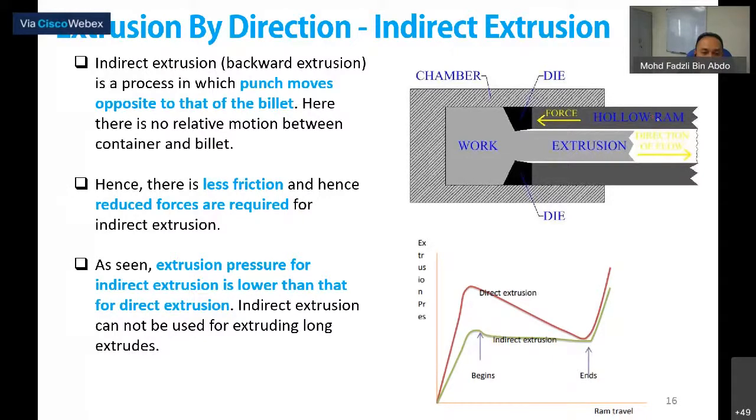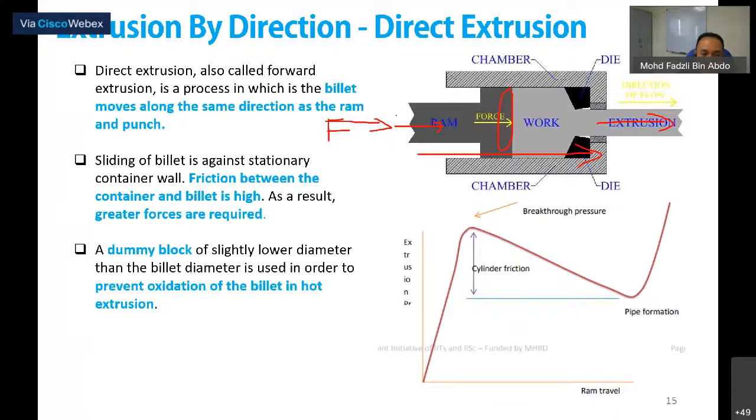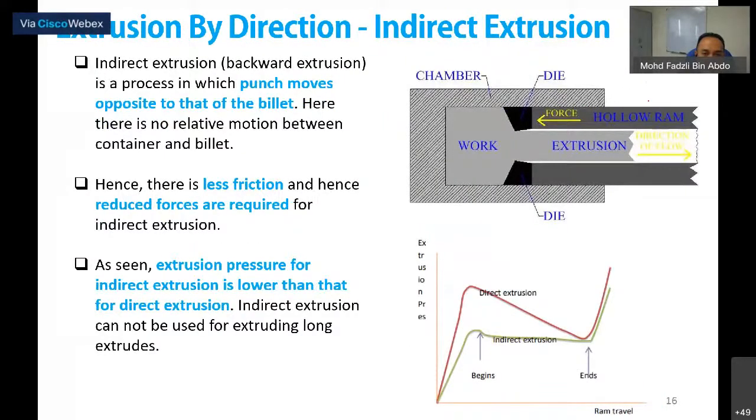Ni contoh dia. You punch dekat sini, dia keluar dekat sama juga direction dia. Yang contoh tadi, dia same direction lah. You punch dekat sini, dia keluar pun dekat sini. But then, yang ni dia terbalik lah. Dia punch dekat sini, dia keluar dekat sini. Inilah you punya workpiece. Dia panggil workpiece.